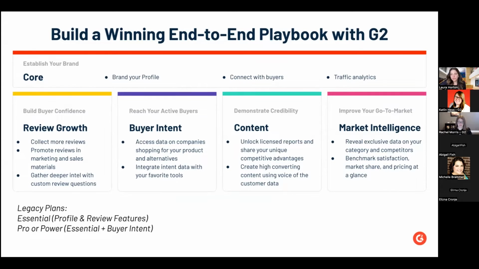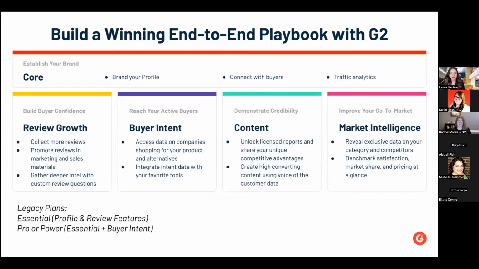And the common terms you'll hear us talking about today: core, review growth. Those are your profile and review gathering tools. Buyer intent, you're probably familiar with, which gives you insight into who's on your profile, category, competitive comparisons, things like that. G2 content, which is our enhanced licensing for using claims from our reports and rankings, as well as gating the content for your own lead generation purposes. And then market intelligence, our go-to-market strategy and research tool. Those are the names, very simple names to products now with our new packaging.